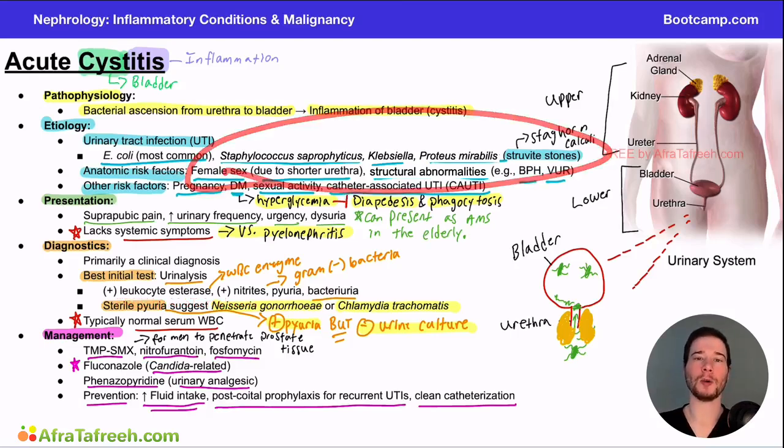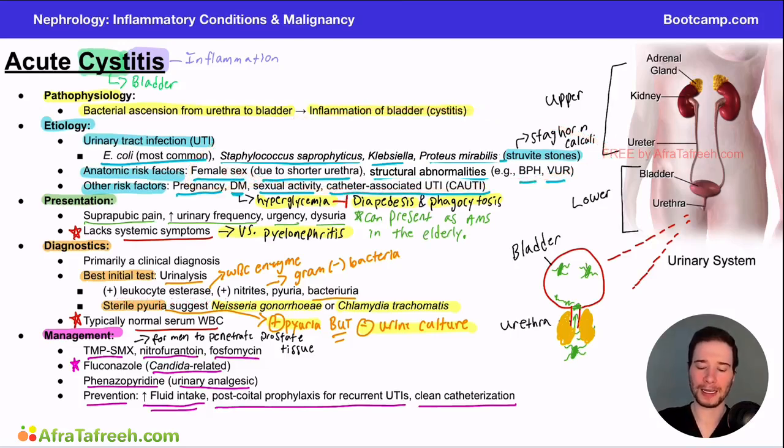So quick recap of this video: acute cystitis is a rather acute onset or new inflammation of the bladder itself. It's most commonly due to an infection of a variety of different causes, but E. coli is the most common one. Many risk factors, including both anatomic and some other risk factors, with the classic presentation being suprapubic pain, increased urinary frequency, urgency, or dysuria. We want to be mindful, does this patient have systemic symptoms? Because this is how we contrast this with pyelonephritis.